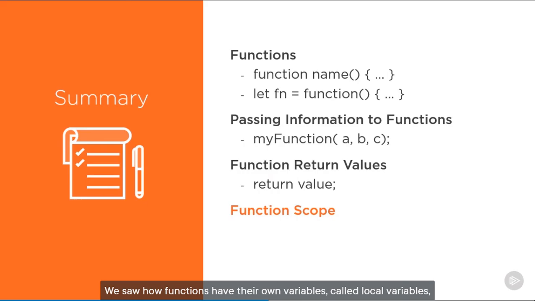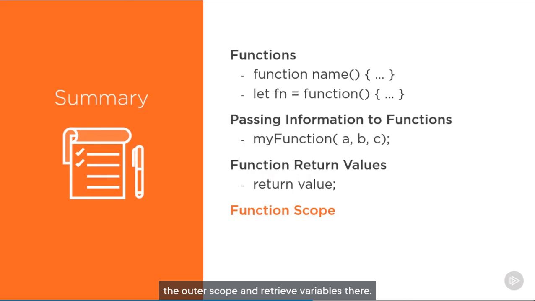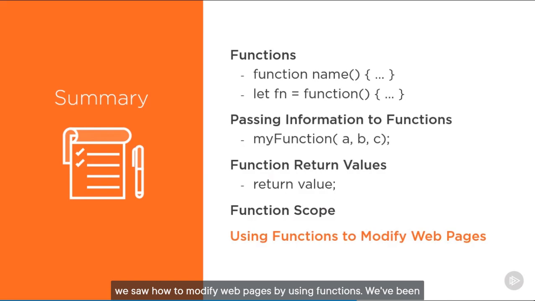We also looked at function scope. We saw how functions have their own variables, called local variables, that disappear once the function finishes execution. We also saw how functions can reach outside of themselves to the outer scope and retrieve variables there. And if you run into any kind of naming conflict, a function will always pick a variable in the local scope or closest to the local scope.